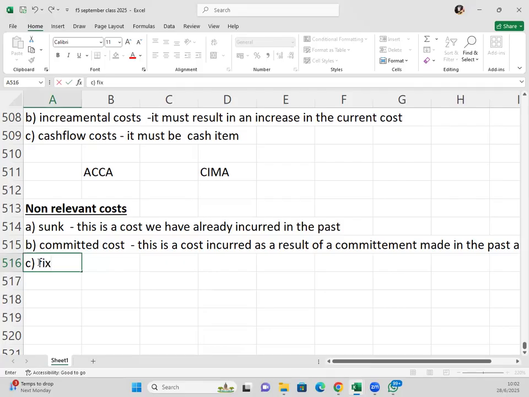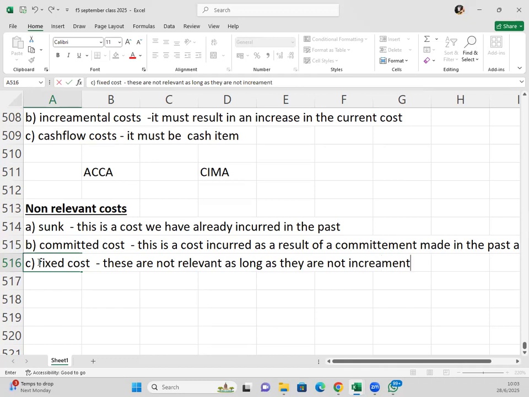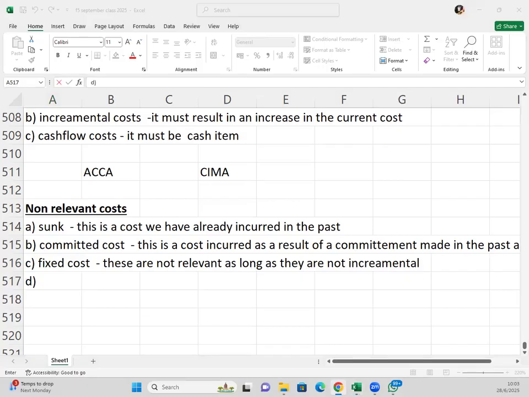Then we have fixed costs that are not incremental. They are not relevant as long as they are not incremental. So if they are not going to increase as a result of the decision, then they are not relevant for decision making. So they are not relevant if they are not going to change.